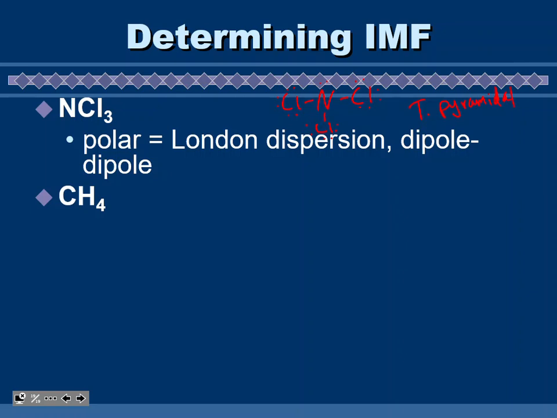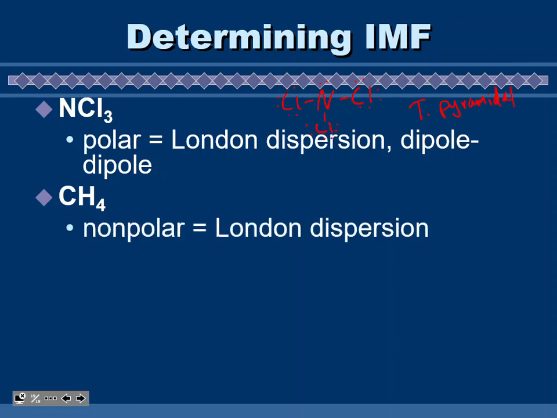Okay, looking here, CH4. Can anybody tell me what shape that one's going to be? Tetrahedral, very good. Are all the ligands the same? Yes, so it's going to be what? Polar or nonpolar? Nonpolar, so what's the only force it's going to have? London dispersion forces. Good. Okay.